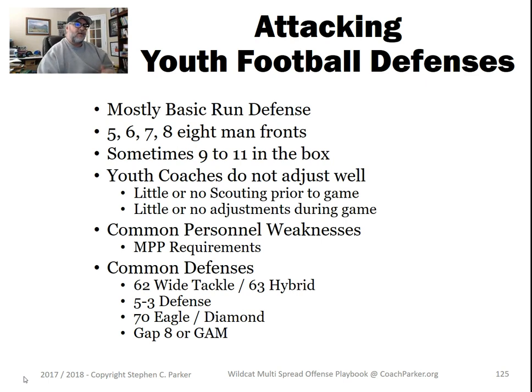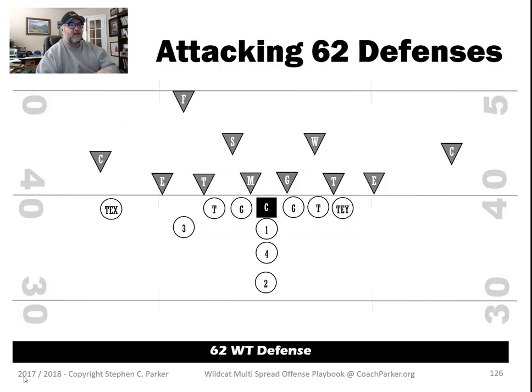And then the 4 common defenses that we see are a 6-2 wide tackle, maybe a 6-3, kind of a hybridization of that because we're not really passing that much. A 5-3 defense is always popular. 70 Eagle, Diamond, we're seeing those. And then, of course, the Gap 8 or GAM, those kind of come in at the younger ages. So that's what we're kind of seeing and what's common in these defenses. So let's jump right in.